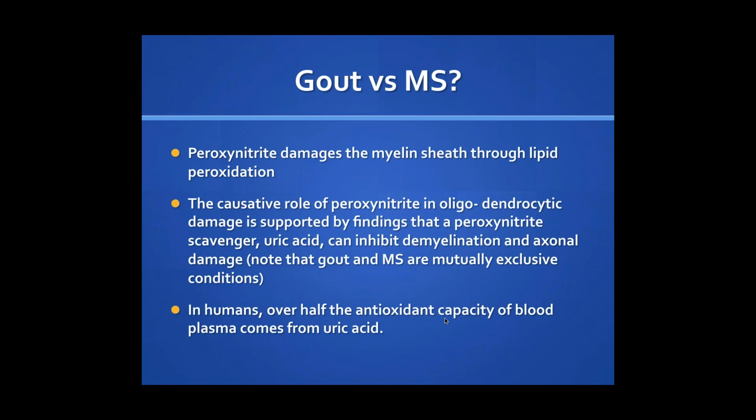Interesting little tidbit here. Peroxynitrite damages the myelin sheath through lipid peroxidation. The causative role of peroxynitrite in oligodendrocyte damage is supported by findings that a peroxynitrite scavenger, uric acid, can inhibit demyelination and axonal damage. So note that gout and MS are mutually exclusive conditions. Uric acid is one of our major antioxidants in the blood. So it's a fascinating little tidbit that lowering our uric acid through uric acid inhibitors, like what's the medication?